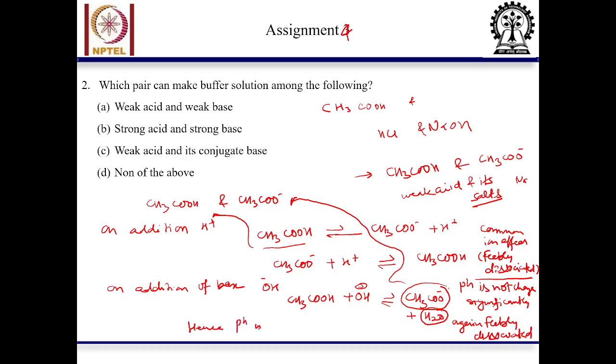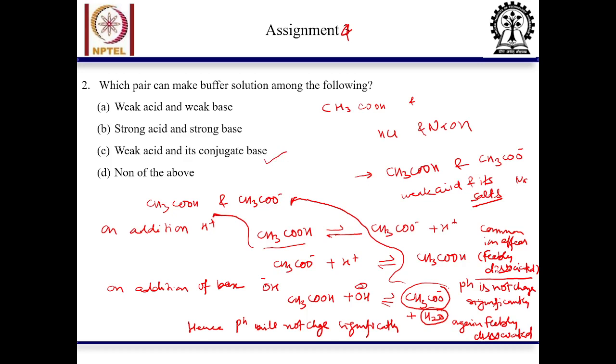So hence the pH will not change significantly, right? So this is the buffer mechanism. Once we add the acid, it forms CH3COOH, which is acetic acid that is already there and it is feebly dissociated. What happens if we add the base? It will form the acetate ion, which is already in the solution, and water is again a feebly dissociated solvent. So this can act as a buffer salt.